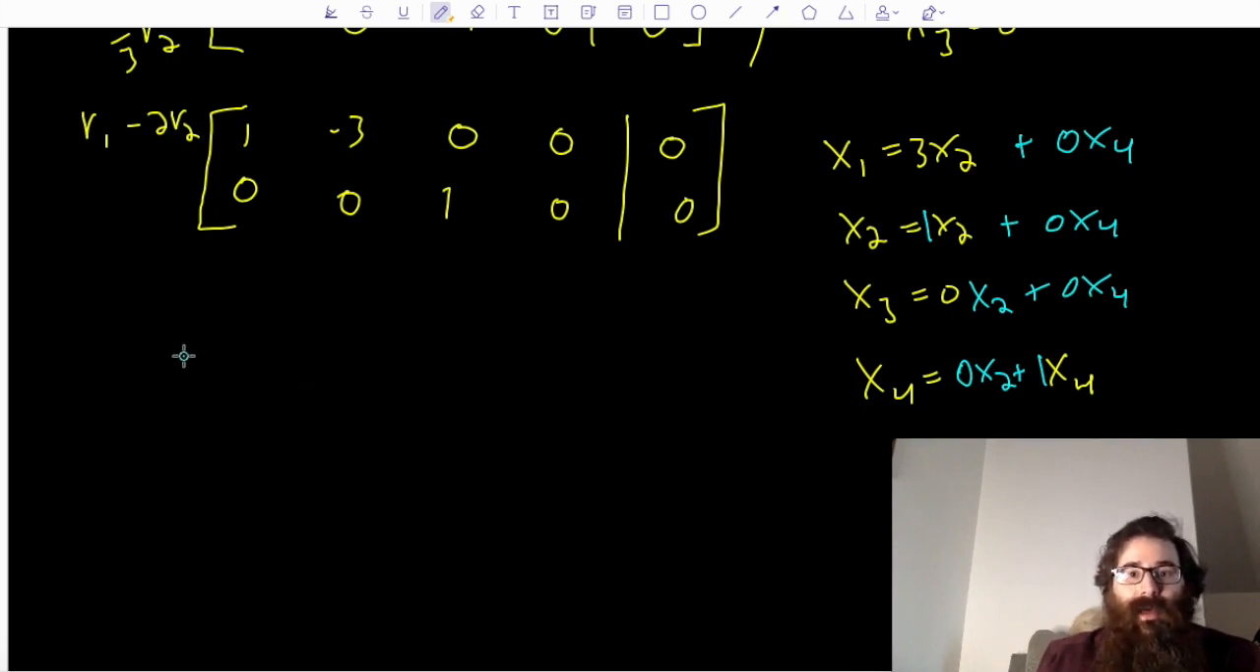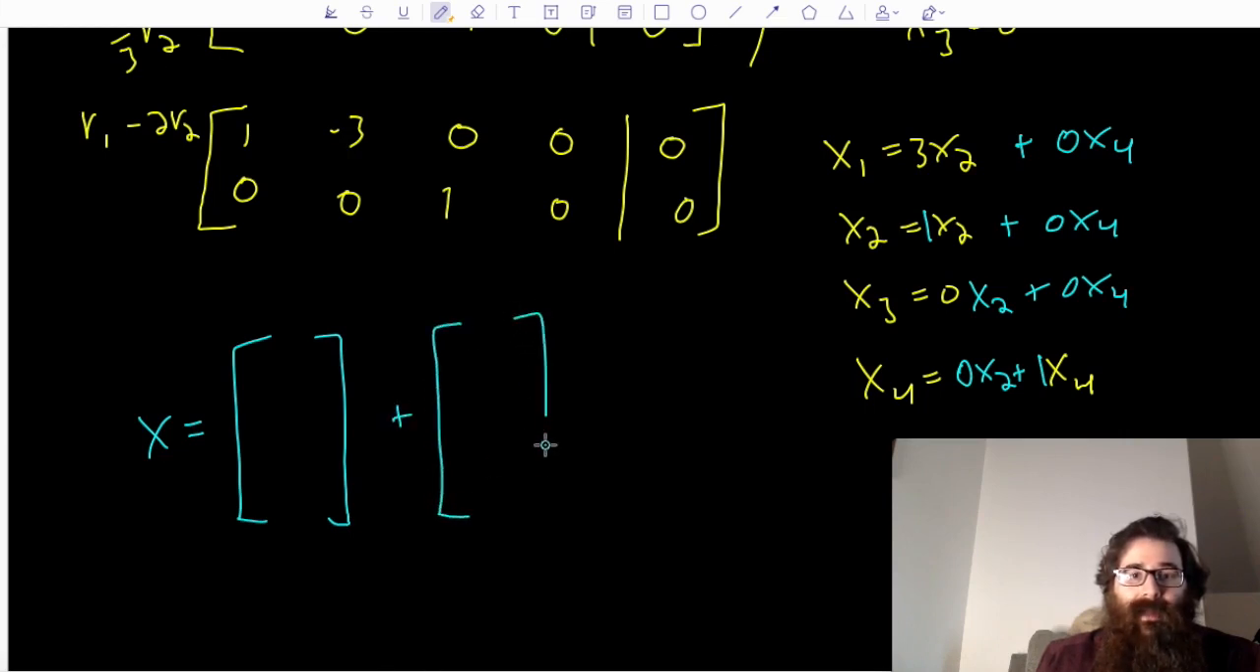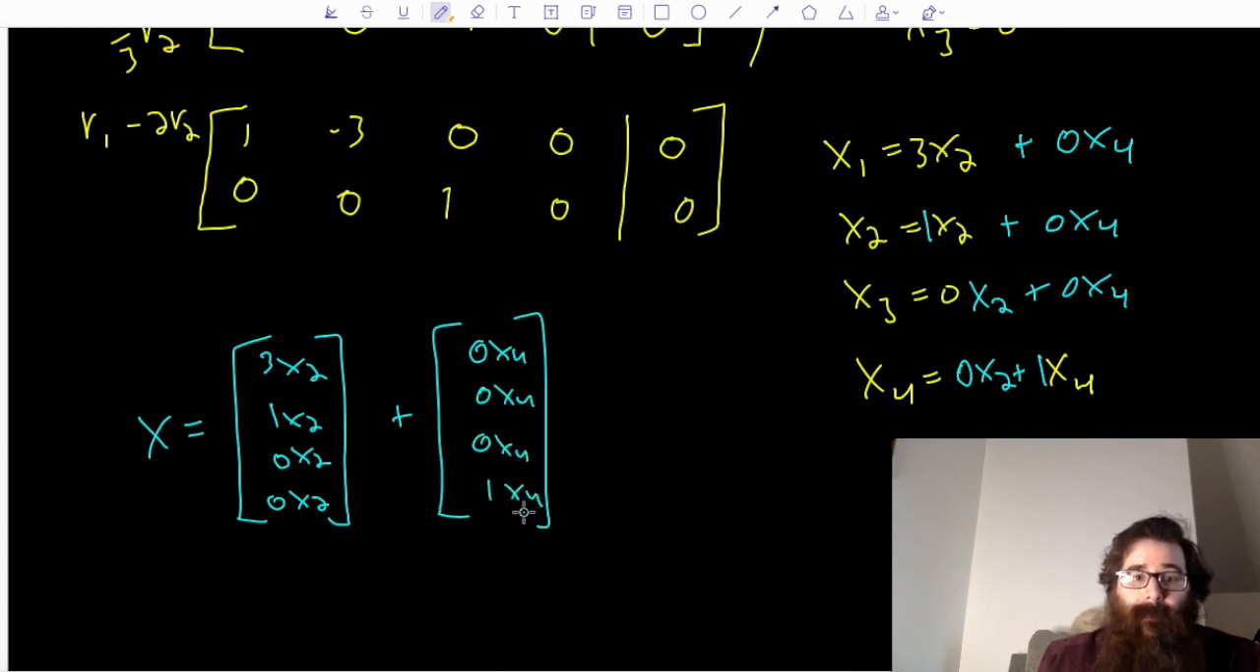Right, so we'd say, well, if I want to go ahead and build this, I can say that my solution on x, I'm going to have a vector that relies on x sub 2 plus another vector that relies on x sub 4. And the vector that relies on x sub 2, I can sort of look up the column here. Right, that's going to be 3x sub 2, and then 1x sub 2, and then 0x sub 2, and then 0x sub 2. And then the vector that relies on x sub 4, I can sort of look column-wise here. That's 0x sub 4, 0x sub 4, 0x sub 4, 1x sub 4.